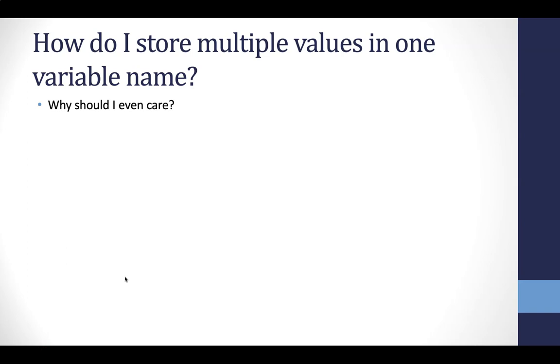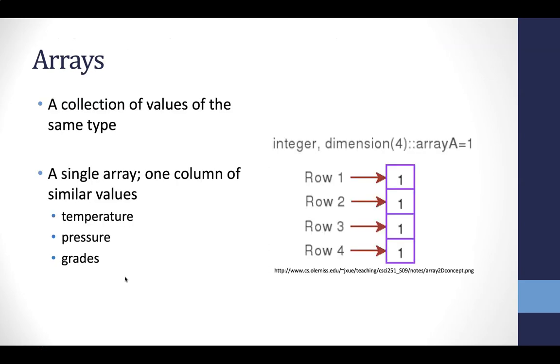And so the overarching question that we want to have for ourselves is, how do I store multiple values in one variable name? And why should I even care? And so this idea of arrays is a collection of values of the same type. So in meteorology, we have many examples. So an array could hold all temperatures. They could hold all pressures or all times.